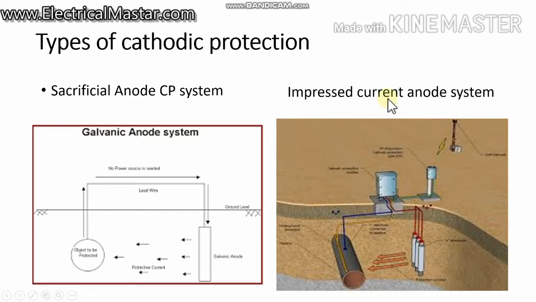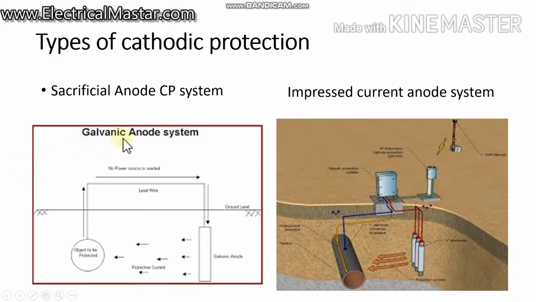Impressed current anode means we are applying external DC supply to the anode, and the anode will lose its positive current to the metallic structure and it returns back to the source. This way it prevents the corrosion. This is the method we are discussing now, called the impressed current anode system. In mostly the oil and gas industry, we are using this technique only.